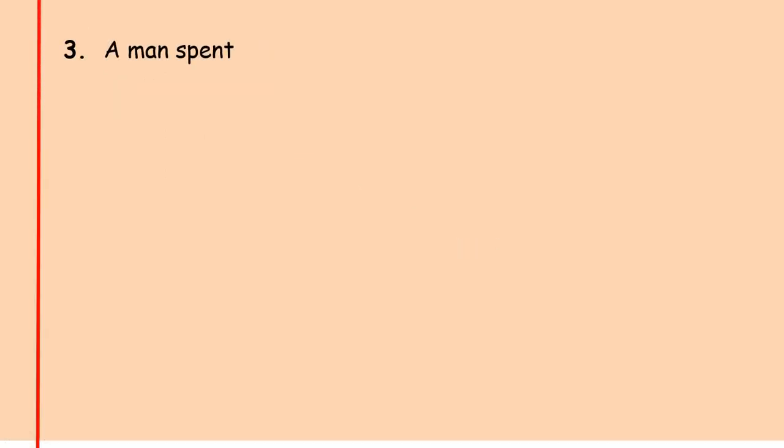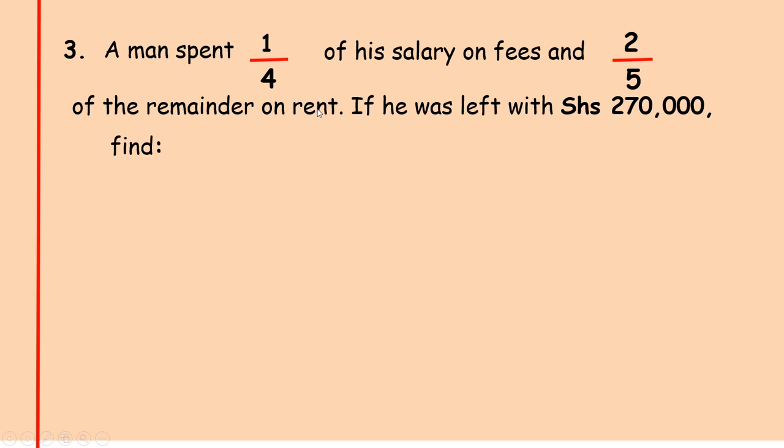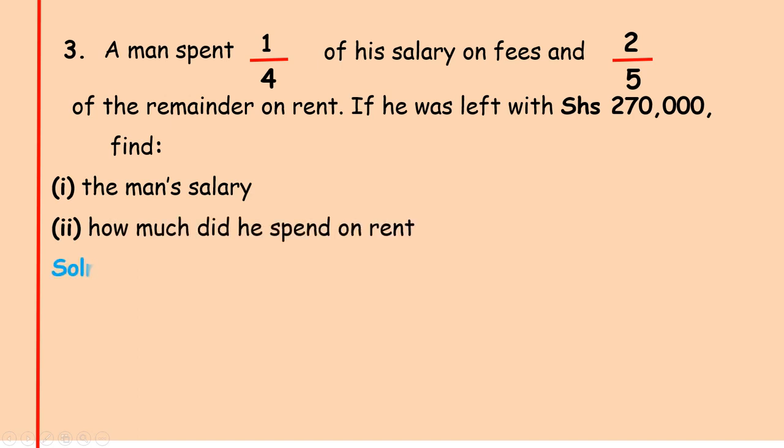Good. Now let us extend that knowledge to question number 3. So we have that a man spent a quarter of his salary on fees and 2 out of 5 of the remainder on rent. Now these are the statements we need to look at. Spent a quarter on fees, 2 out of 5 of the remainder on rent. If he was left with 270,000, find the man's salary and how much he spent on rent.